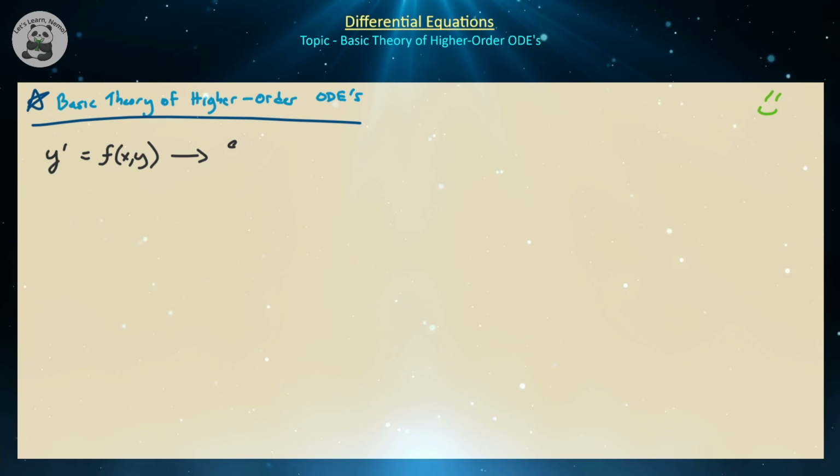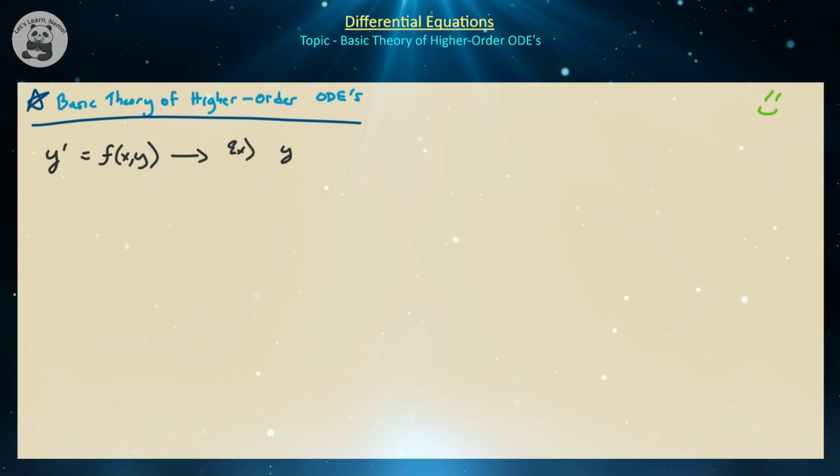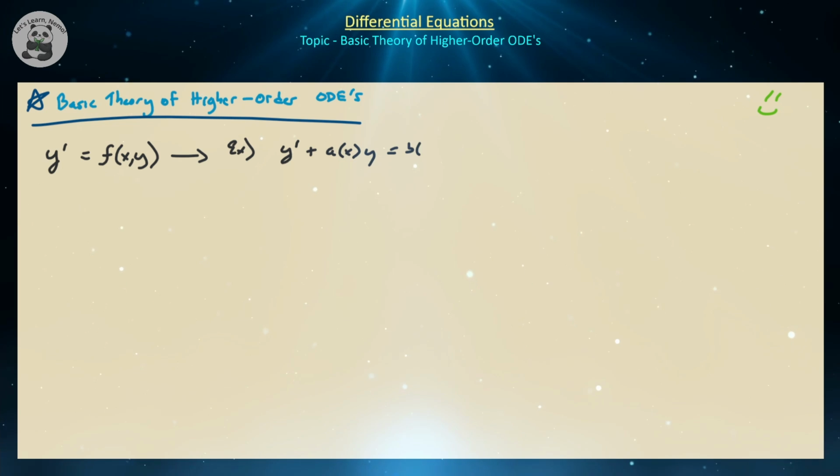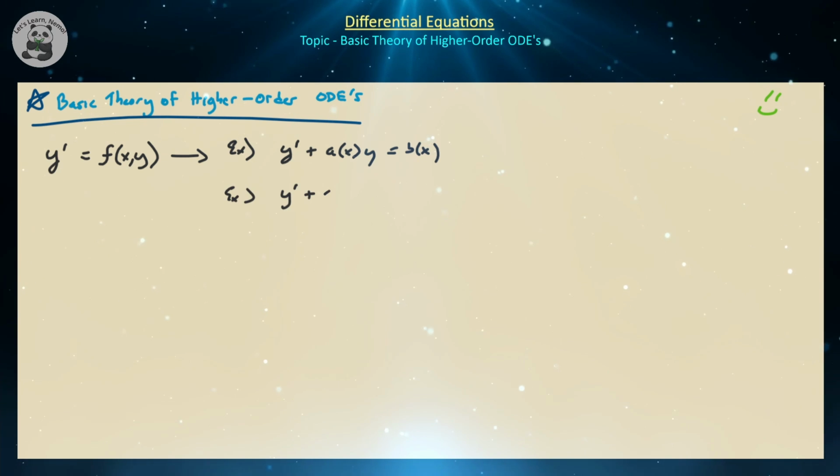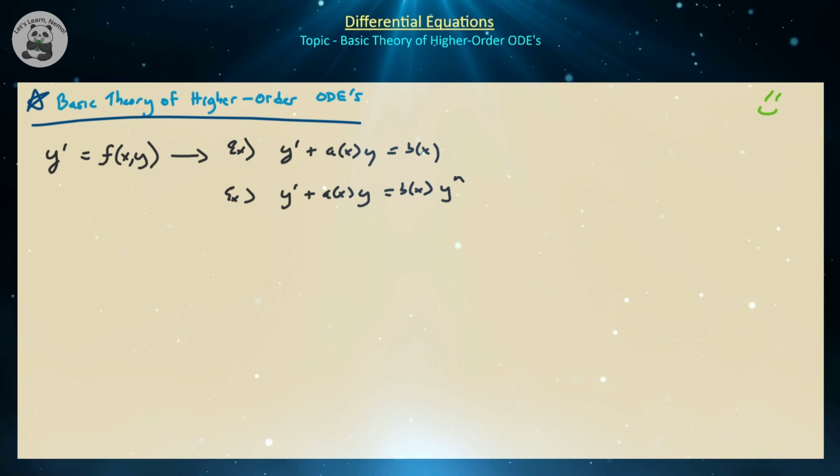Some special examples of first order differential equations that we have discussed are equations of the form y prime plus a(x)y is equal to b(x), which is our general form for first order inhomogeneous differential equations. We also have equations of the form y prime plus a(x)y is equal to b(x) times y to the power of m, which is an example of a nonlinear first order equation, which some people also refer to as a Bernoulli equation.